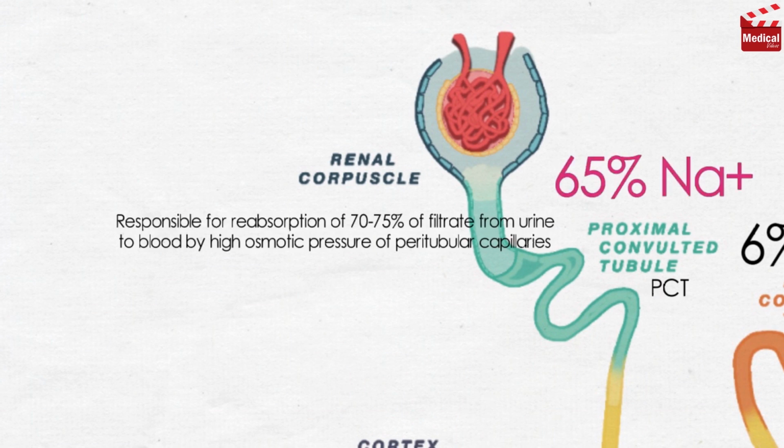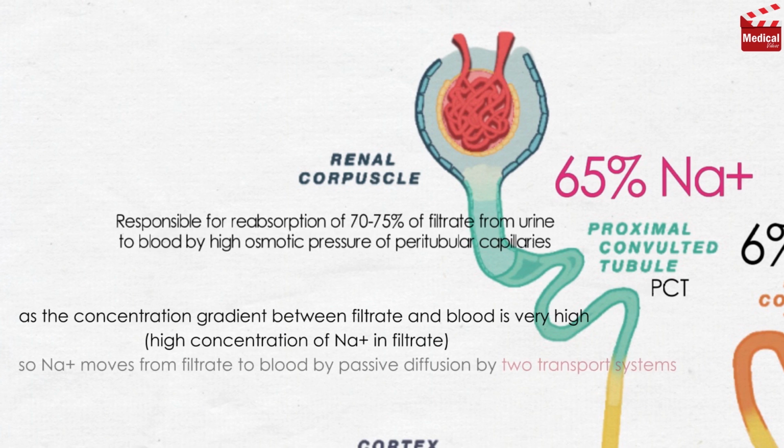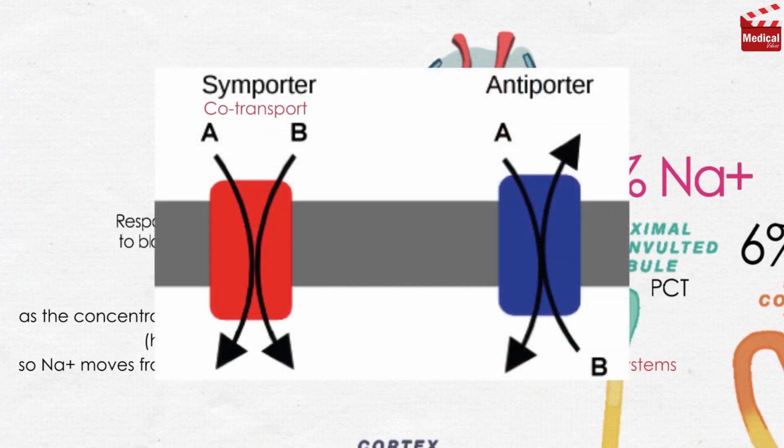65% of sodium is reabsorbed, as the concentration gradient between filtrate and blood is very high. High concentration of sodium in filtrate, so sodium moves from filtrate to blood by passive diffusion by two transport systems. The first one is symporter or cotransport, which is a carrier for reabsorption of two or more molecules in the same direction. And it is responsible for the reabsorption of sodium with glucose or amino acids. And the second is antiporter, which is a carrier for exchange of two molecules in opposite directions. And it is responsible for the reabsorption of sodium and excretion of a proton.